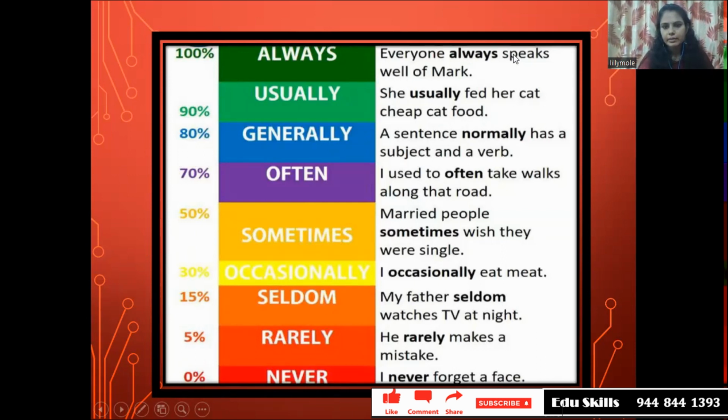So you can see that everyone always speaks well of Mark. They are telling that it is 100%. Always means almost 100%. Usually is almost 90%, and generally is almost 80%. Often is almost 70%. Sometimes is almost 50%. Occasionally is almost 30%, and seldom is almost 15%. Rarely is almost 5%, and never is 0%. This is another scale we can see. If you see all these words, you can understand how much that is. So through these things, you can analyze the paragraph and select the correct answer.